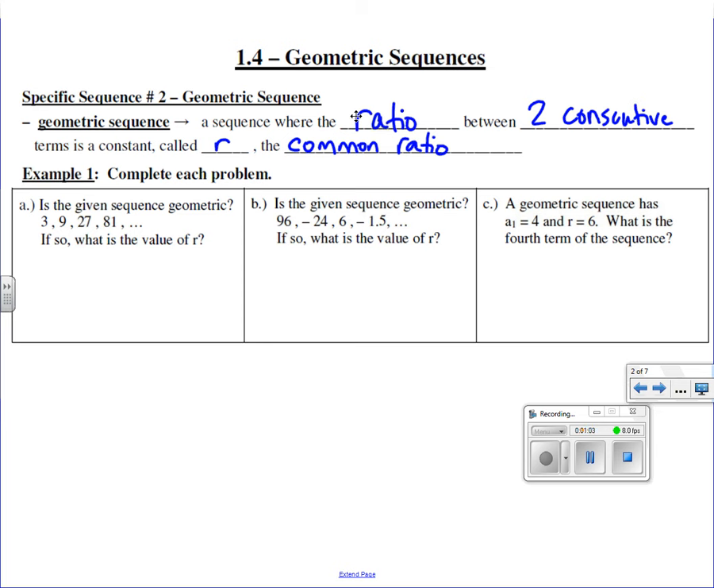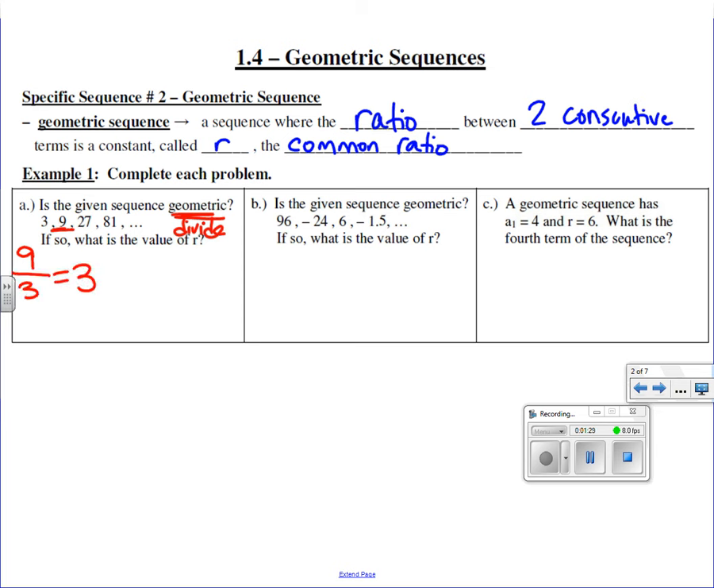Is the given sequence geometric? So that's your key word right there, geometric. That means you're going to divide and see what happens. So when you see geometric, I don't want to subtract these anymore. I want to divide them. So let me show you. Start with 9, and you're going to divide it by 3. And that gives you 3.